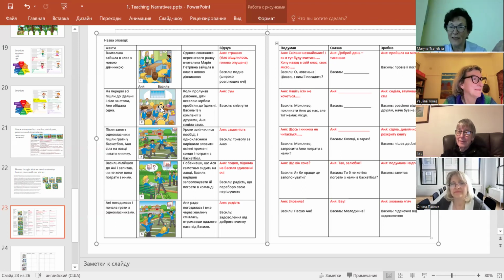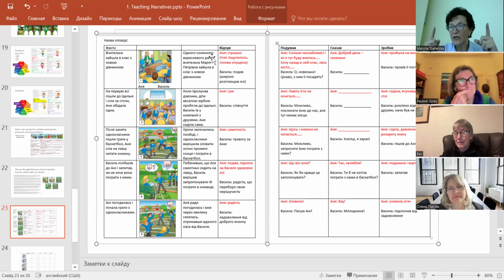But is it the first day in class? No, it's not the first day. It's probably a week after the classes started, because it is still warm, but kids already know each other and a new girl comes. And so here they learn how to interpret this language, how to transform the language, and with what they feel, what they think, what they say, and what they do.